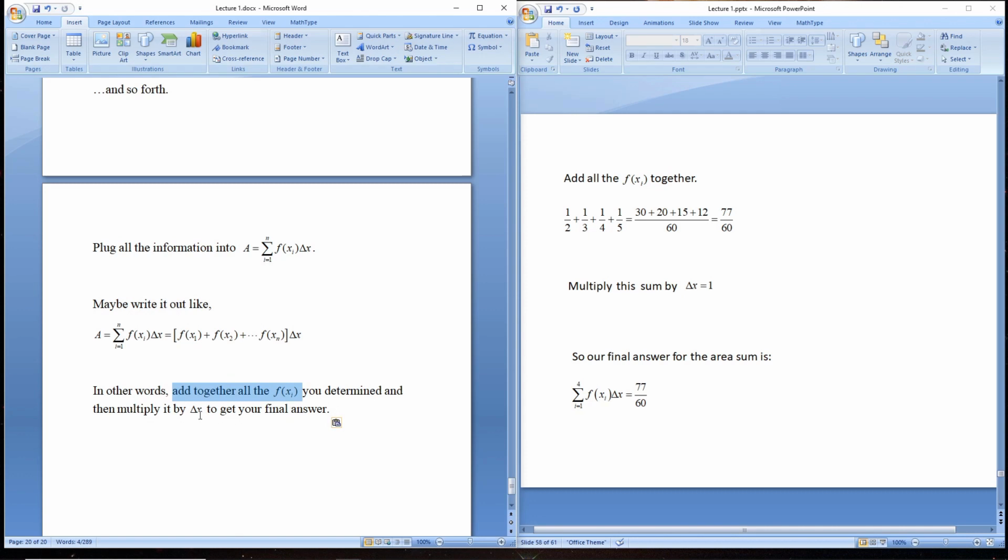then we simply multiply this by delta x. And in this problem, delta x was 1. And so our final answer for left rectangles is 77 over 60.